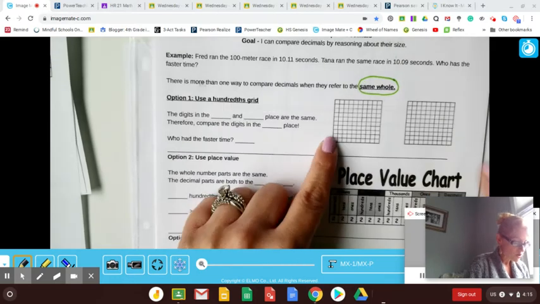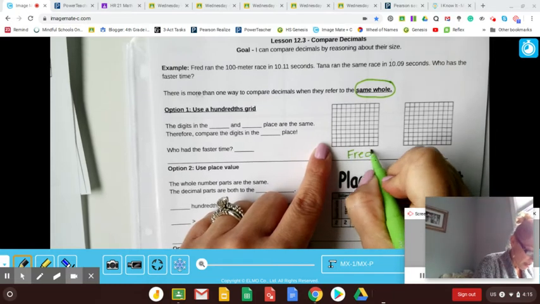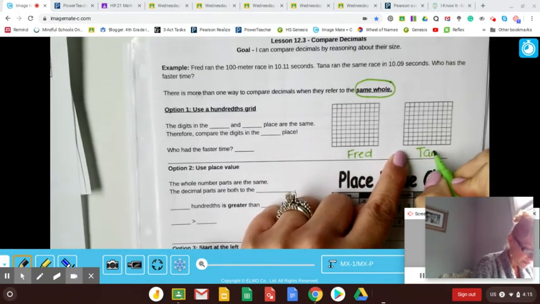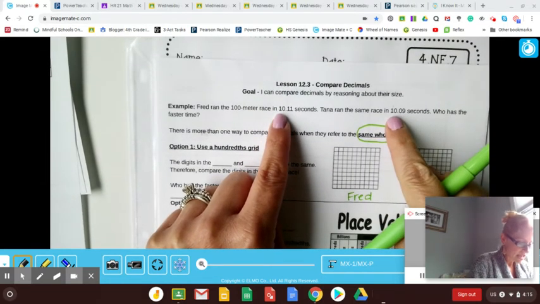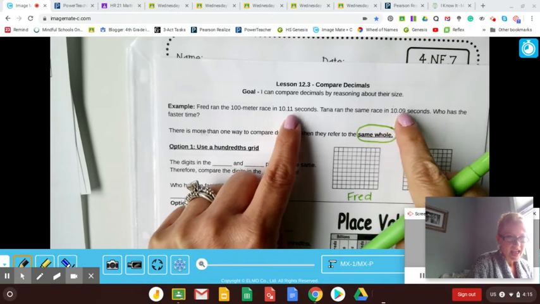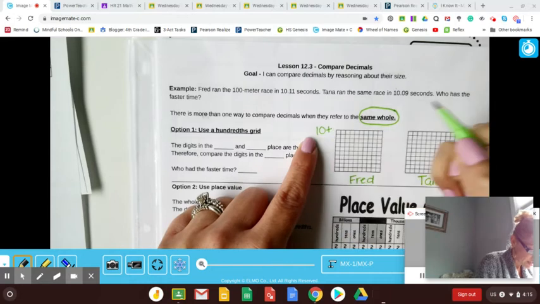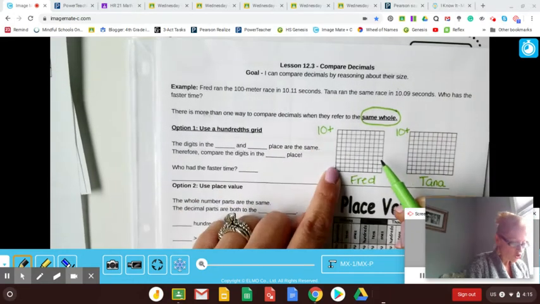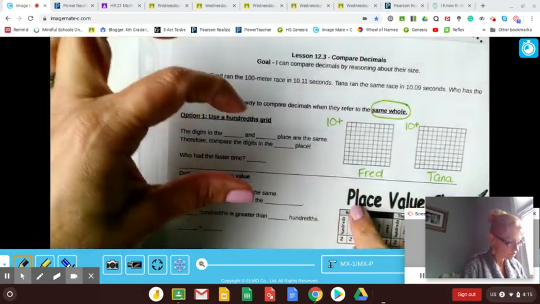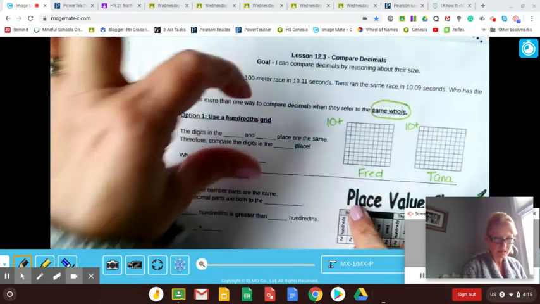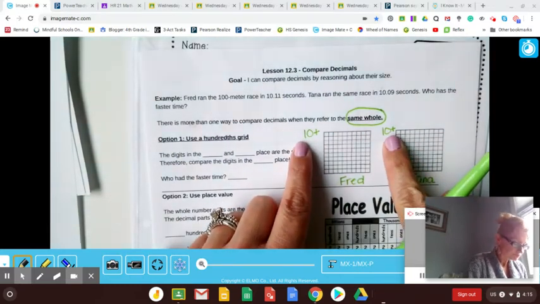I am going to have this hundredths grid represent our guy Fred, and this one over here will be Tana. They both ran 10 whole seconds. I'm going to put that in here as a 10 plus, because I could draw out 10 whole hundredths grids for Fred, 1, 2, 3, 4, 5, 6, 7, 8, 9, 10, and color them all in. But these are both the same, so I'm not going to bother with that.